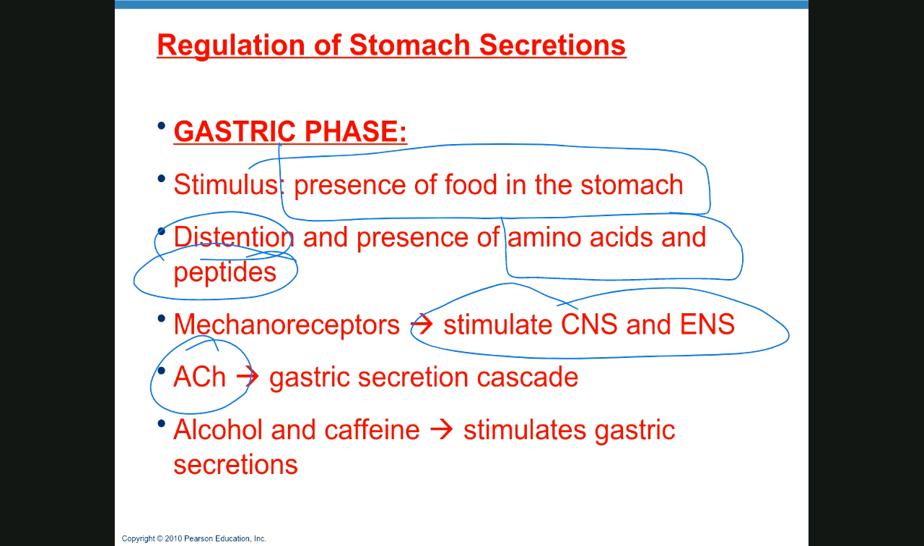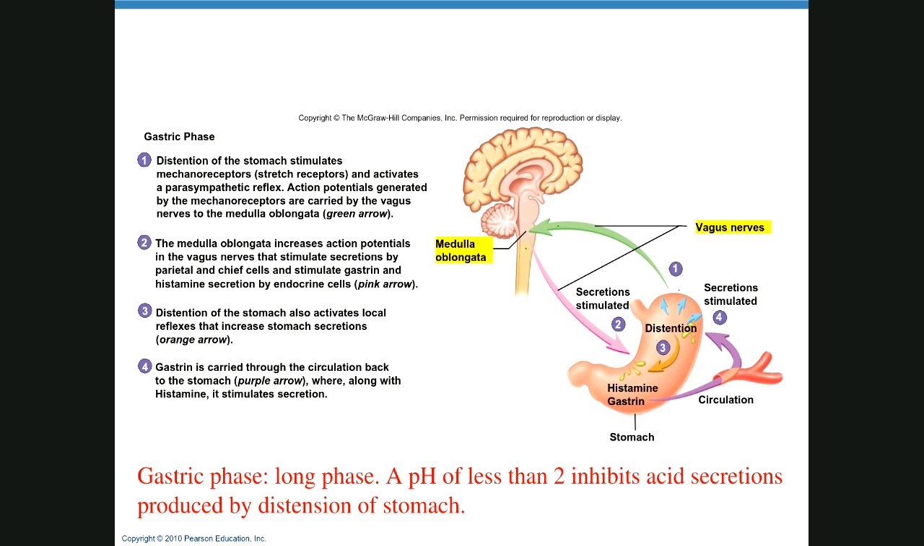Notice that alcohol and caffeine stimulate gastric secretions. So, that may be where our custom of sometimes drinking alcohol or coffee at the end of a meal comes from. It's because somebody might have noticed that it stimulated digestion in the stomach.